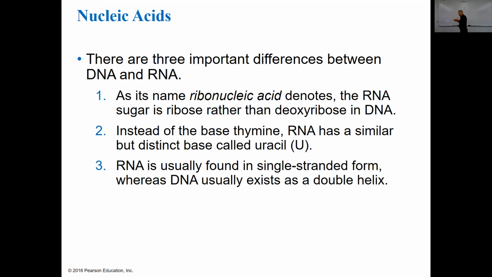Here are the differences between DNA and RNA. As its name indicates, the sugar in RNA is ribose, and the sugar in DNA is deoxyribose. Very similar. Deoxyribose just has one fewer oxygen than ribose. Instead of the base thymine, RNA has a similar but distinct base called uracil, U.